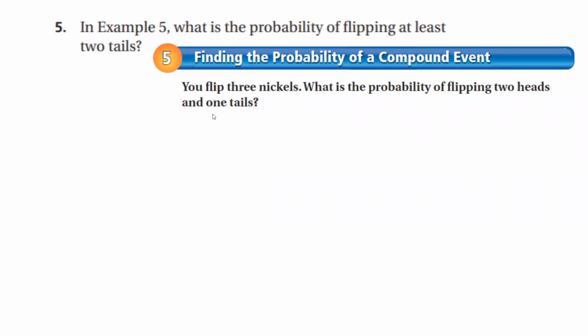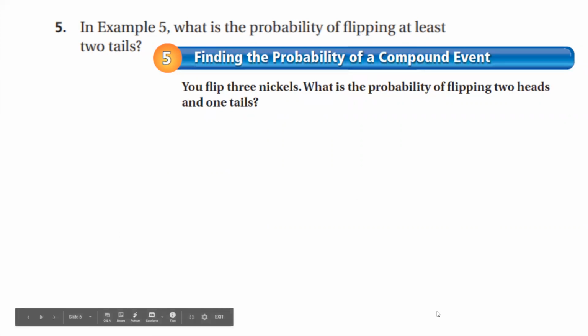Next one, in example five, what is the probability of flipping at least two tails? And so this is looking back at example five, where we flipped three nickels. What's the probability of flipping two heads and one tails? So we want to flip at least two tails in this one. So at bare minimum, there should be two. Hopefully you still have your tree diagram that you did with me. So that should be a really quick problem for you to do. So go ahead and try that problem out now.